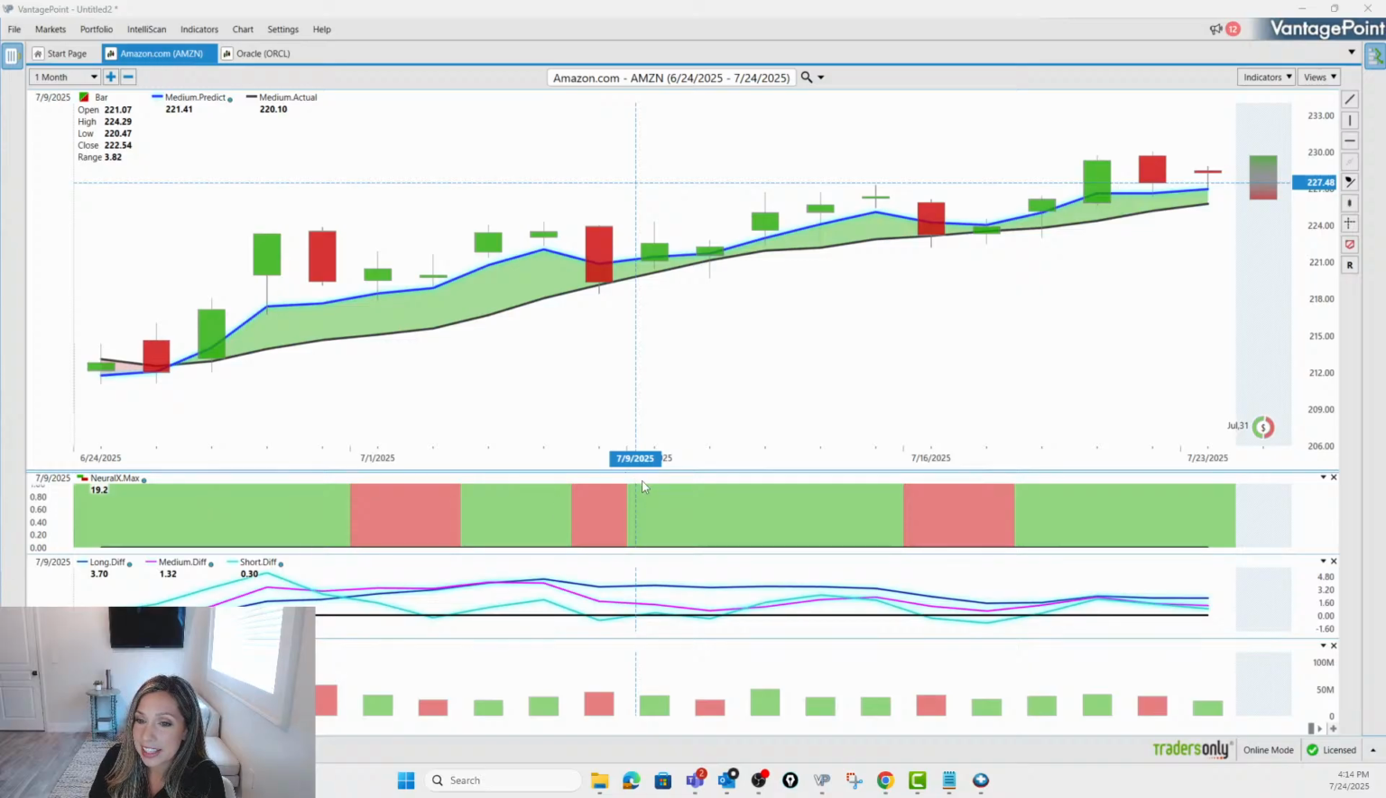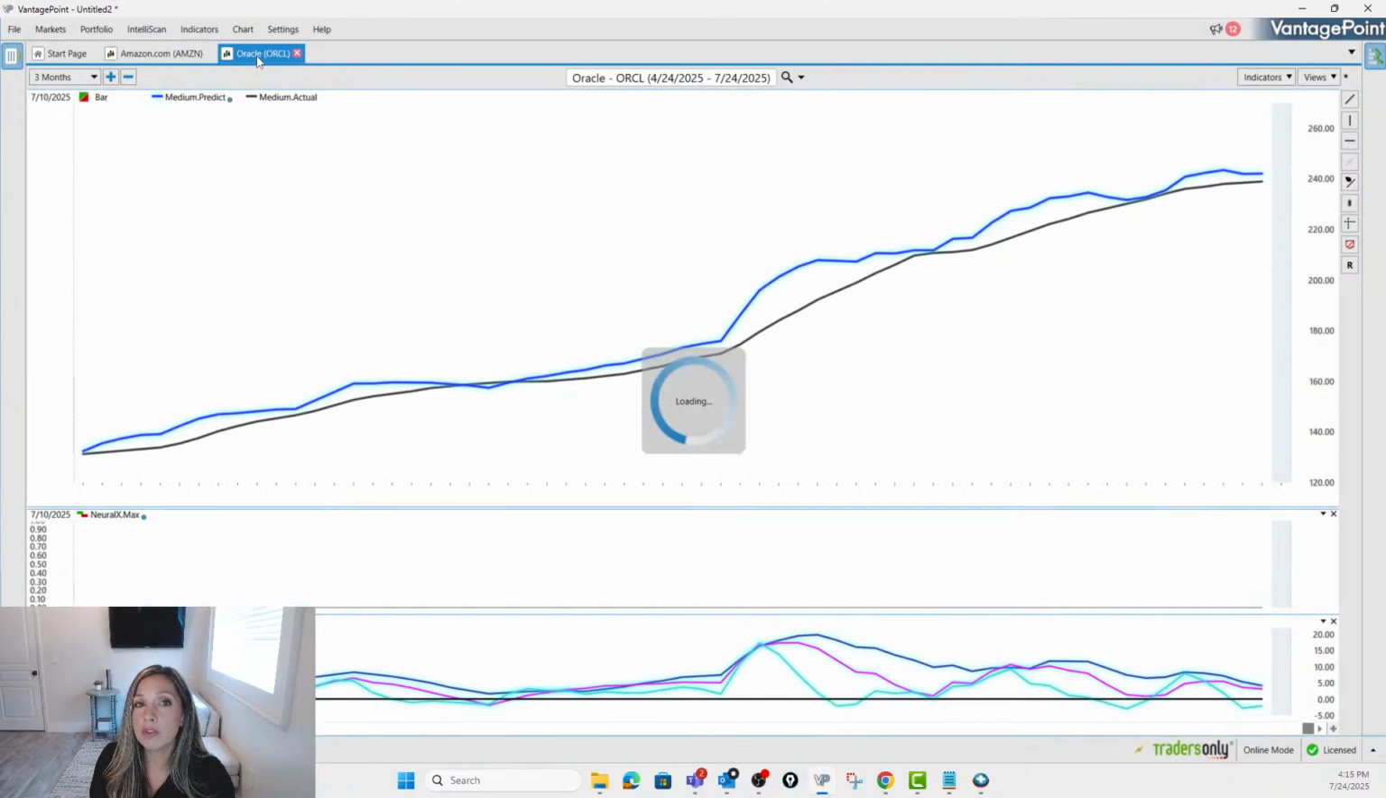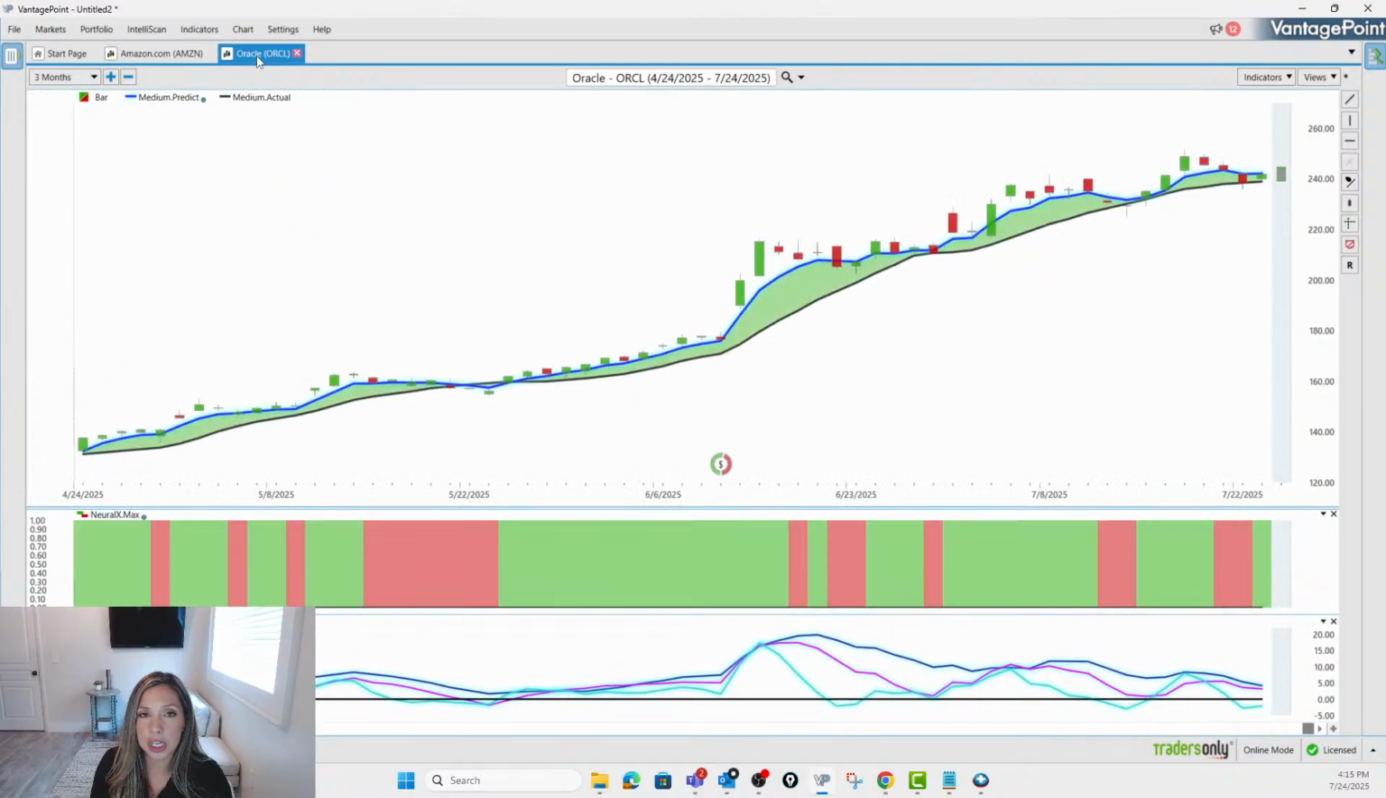Perfect. So let's go ahead and jump on in to another asset, another kind of big mover that had volume really pushing in today and expected to was Oracle, right? So if we take a look, Oracle has been on this tremendous run recently.